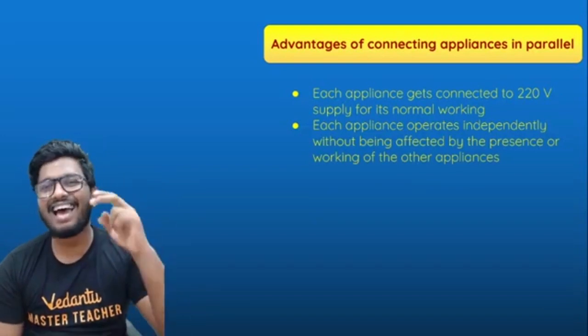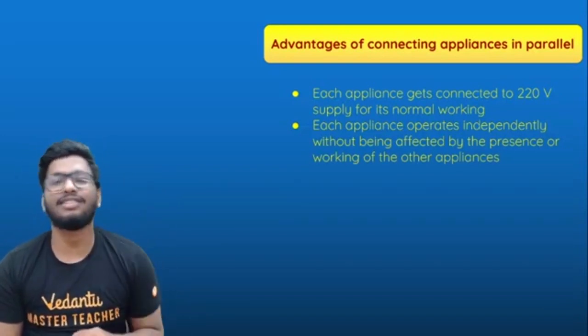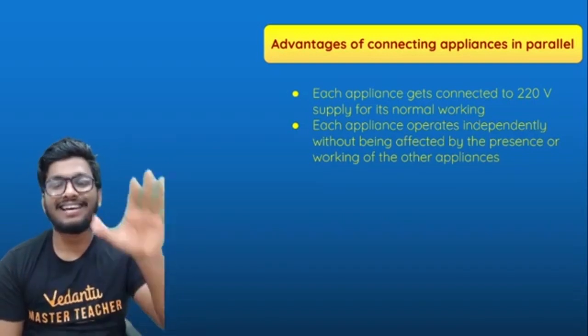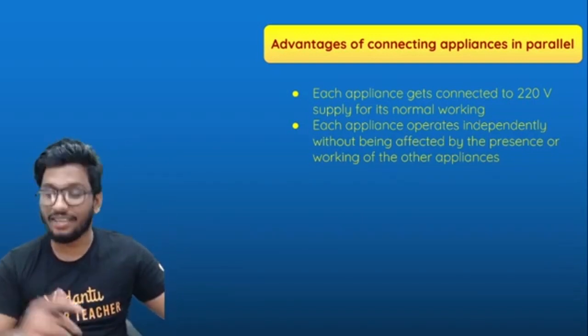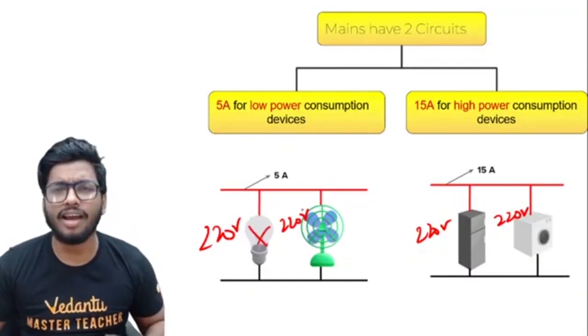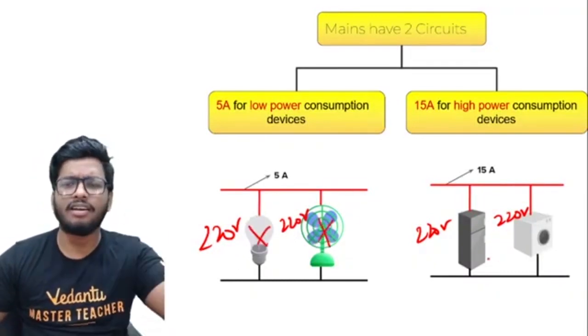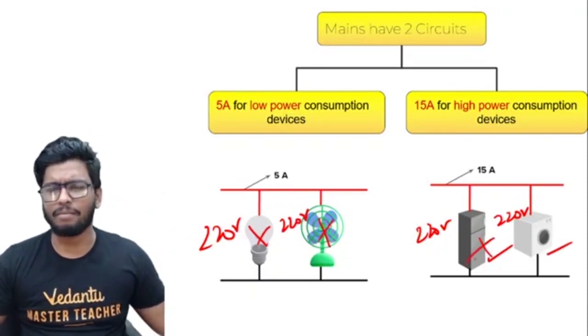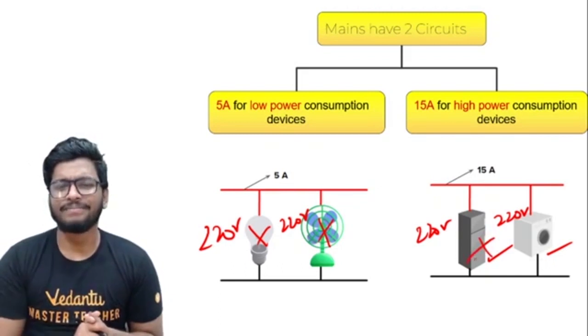The second and the most important advantage is, guys, even if one of them stops working, it does not matter. The others will continue to work. For example, even if the bulb stops working, it does not matter. The fan will continue to work. Even if the fan stops working, it does not matter. The fridge will continue to work. Even if the fridge is not working, it does not matter. This thing will continue to work. But if everything else is not working, then yeah.